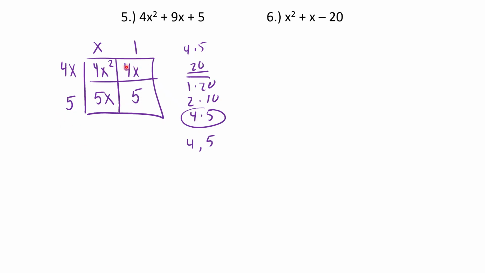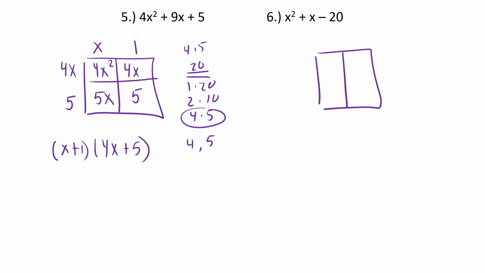So with the area model, you can double check each box and make sure everything multiplies out the way you want. And we have a base of x plus 1 and a height of 4x plus 5. This one, no common factors. All right. So again, you notice that we are having kind of a mixed difficulty level here.